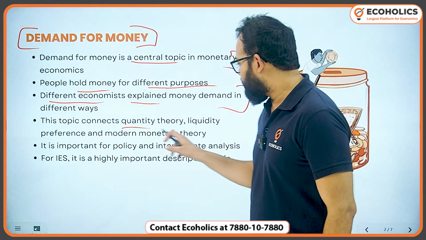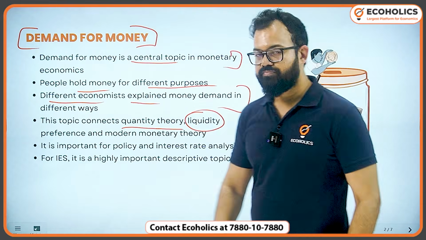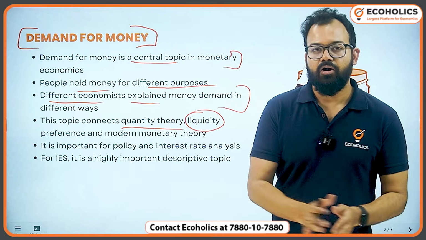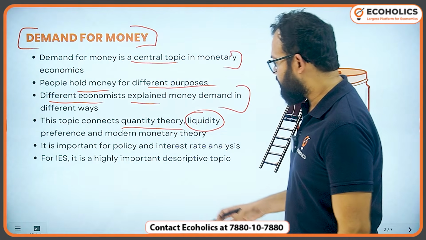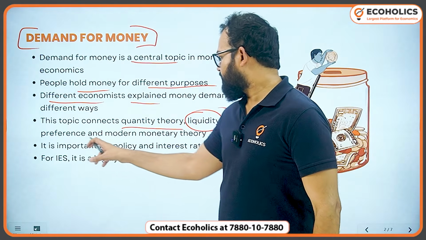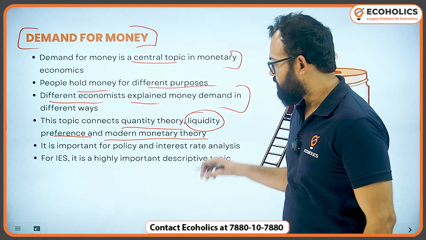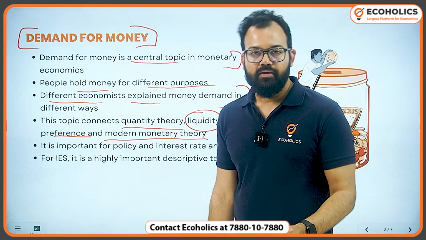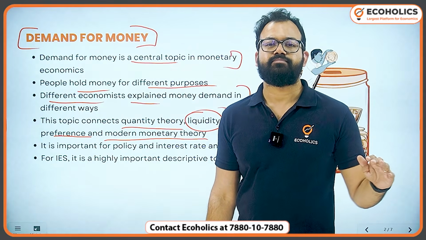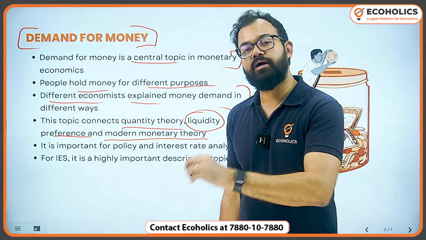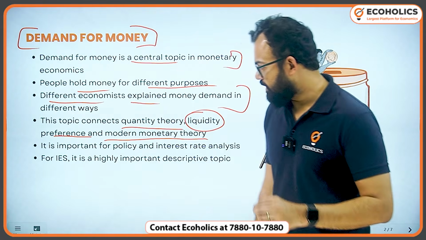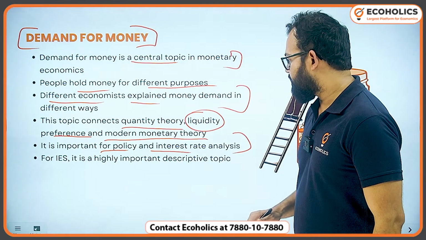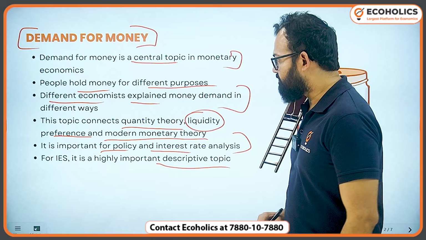The topic connects the quantity theory of money and liquidity as well. How much liquidity must be there with the people individually, with the economy, or in the economy by the central bank. So that's liquidity preference and modern monetary theory. We will see why recently, when gold prices must be going up, they are going down. You know why? I'll tell you the reason. It is important for policy and interest rate analysis. Both are important and highly important for the descriptive topic.